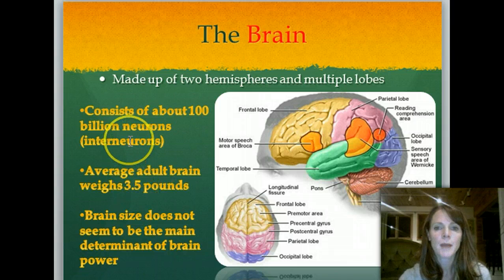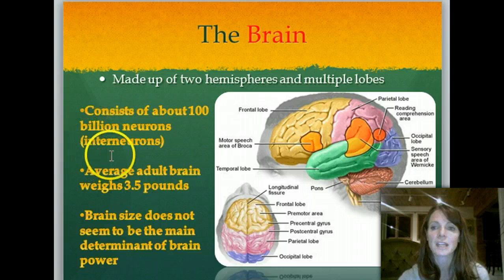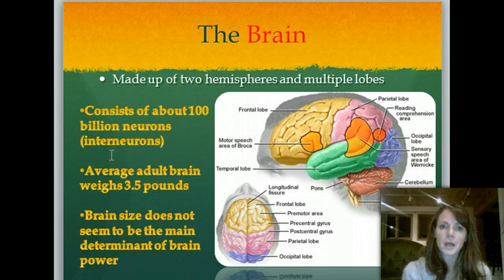So the brain is made up of two hemispheres and multiple lobes. The brain consists of about 100 billion neurons. Again, those interneurons. The interneurons are the ones that are in the brain. 100 billion. Can you even imagine that? The average adult brain weighs about 3.5 pounds. Brain size is not the determinant of brain power or how smart you are. Remember I told you the more knowledge you have, the more dendrites you have, okay?